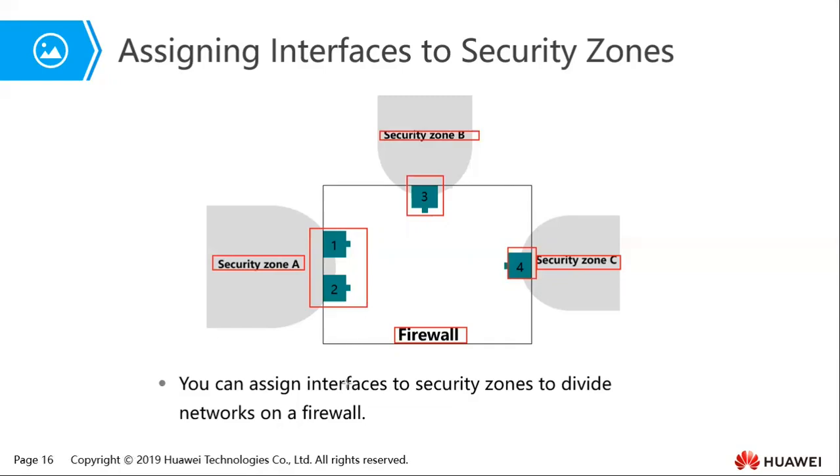But it is important to mention that one interface can only be assigned to one security zone. So you can't have interface 1 here being in security zone A and B. That is not possible. That cannot happen. This is not allowed. So we're saying here you can assign interfaces to security zones in order to divide networks on a firewall.